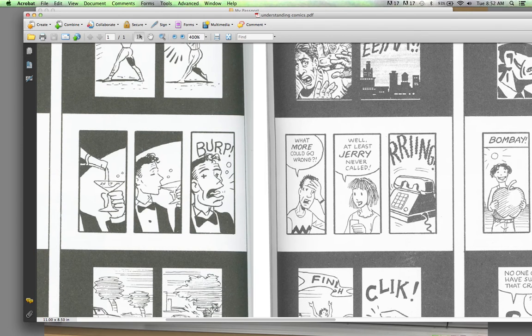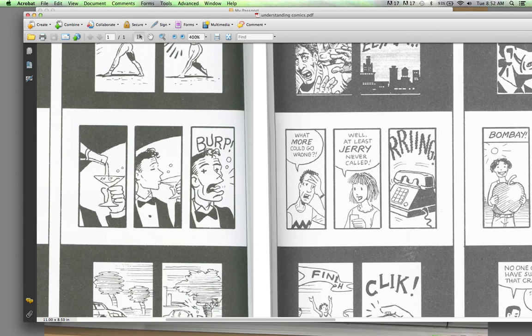See this man saying, "What more could go wrong?" And she says, apparently in reply, because she's facing him, "Well, at least Jerry never called." And then the phone rings. Who's on the phone? Right, Jerry's on the phone. These two panels set up the third. What could go wrong? Well, at least Jerry never called, right? And then the phone rings, somebody's calling. The reader is left to deduce that it is Jerry calling.